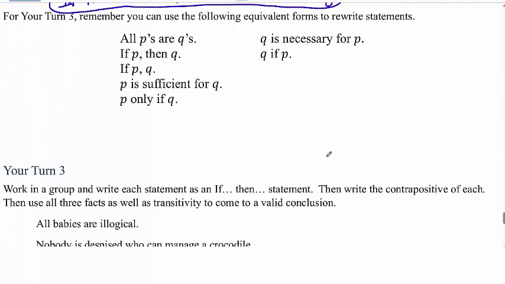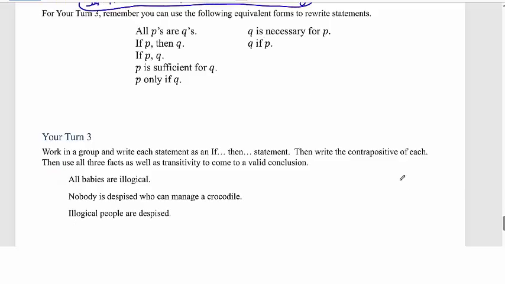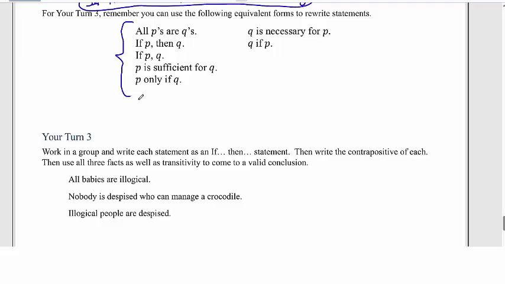Okay, so you're going to do your turn number 3. Remember, I recommend that you pause the video instead of just viewing this as an example. You can just give it a shot, see if you can work it. Remember that this chart is available so that you can rewrite any statements in if-then form. It's helpful, so you know what's the hypothesis and what's the conclusion.